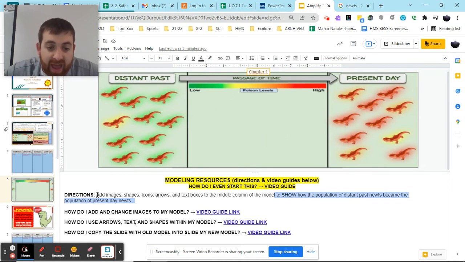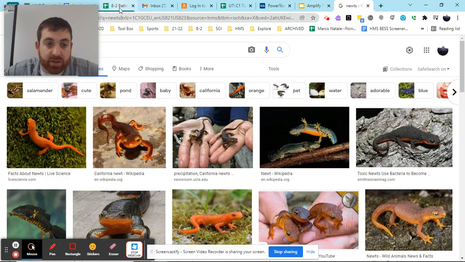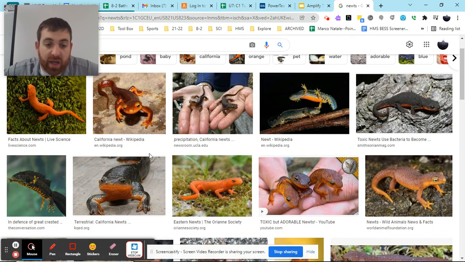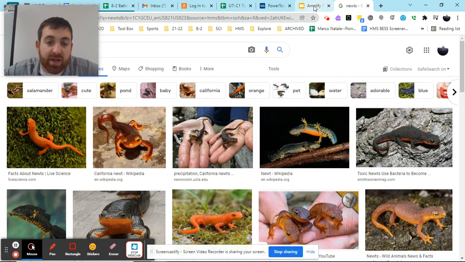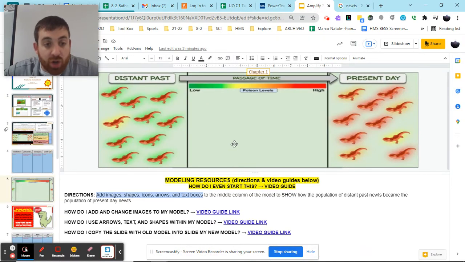So when we say add images, shapes, arrows, icons, and text boxes, what we're saying is we need to add things in here that are going to help us show how this became this. Images can be things you Google. If you Google images of newts, you can find a newt and begin to copy and paste things in here that can help you show what's happening. We can add shapes in here to help show certain ideas.